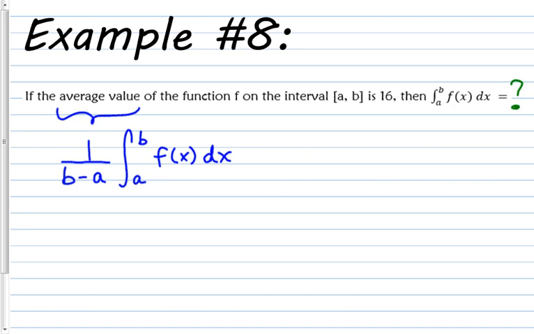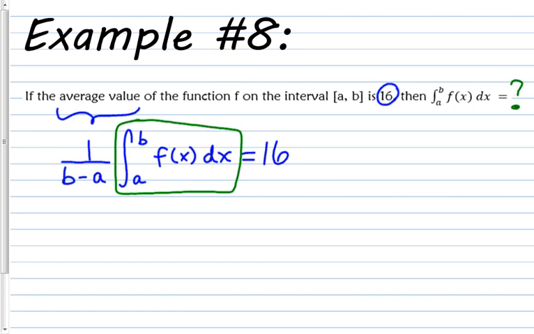Okay? They're telling me that the average value, this formula, is 16. It equals 16. What they want me to do is figure out what this part equals. That's what they want me to do.